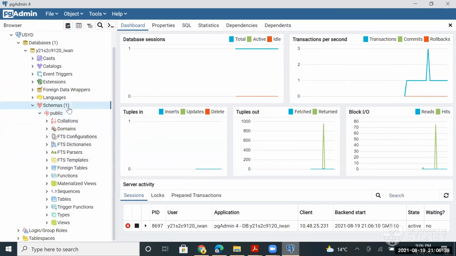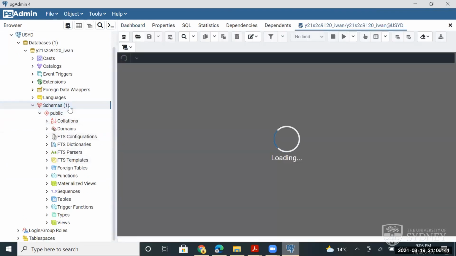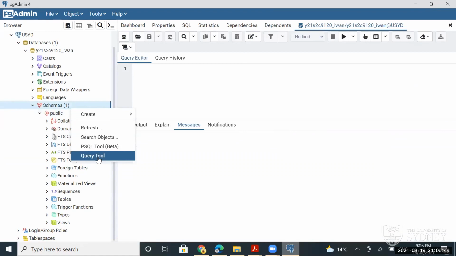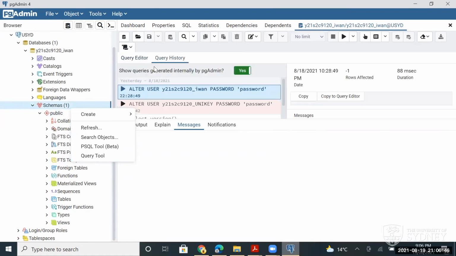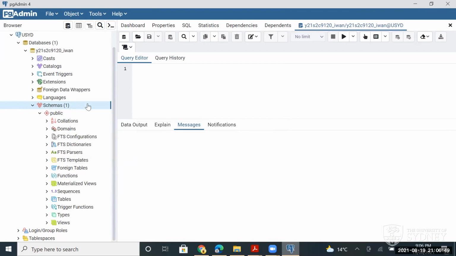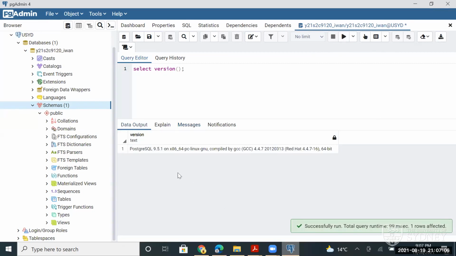And I can start typing queries. I can just click, choose query tool. I can start writing SQL queries here if I want to. Let's check for the version of the PostgreSQL database server run at the school servers. Just select version. I'll just run this. So you can see here that the school is running PostgreSQL 9.5.1, on PC Linux.